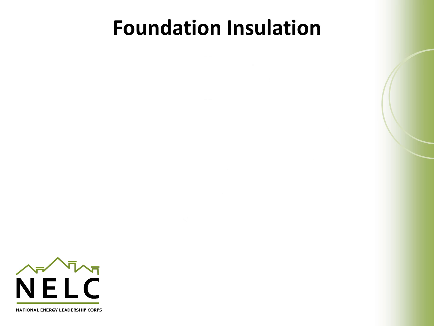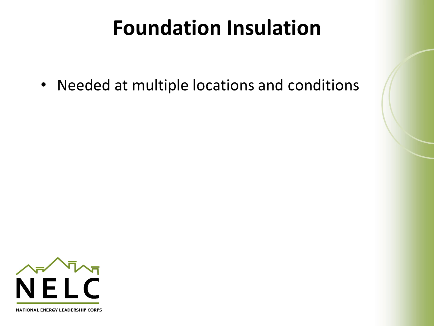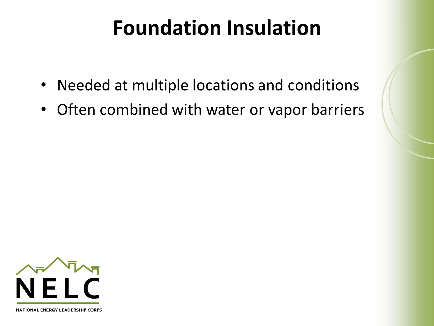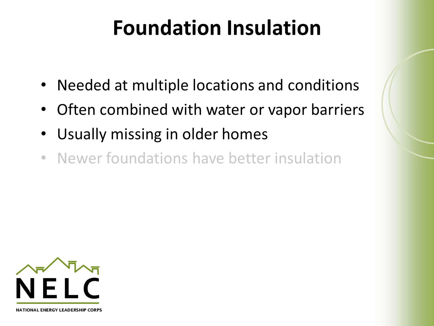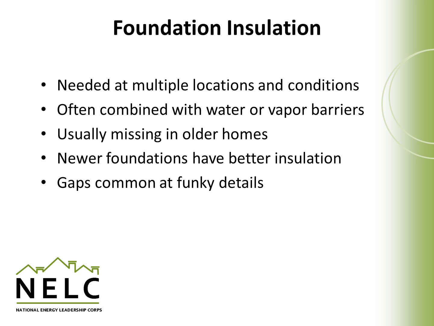Let's take a look at different types of foundation insulation methods and locations, and we'll go back to our cross section of a home. But first, keeping in mind that we may need different types of insulation at different locations because there are different types of conditions that exist. Often also remembering that we are combining, in this case, the insulation with water and vapor barriers. It's safe to assume that in older homes, if you can't see it, it's very likely missing. But in newer foundations, we typically have better methods of insulation. We'll also take a look at some of the funky details where we're very likely to be missing insulation.